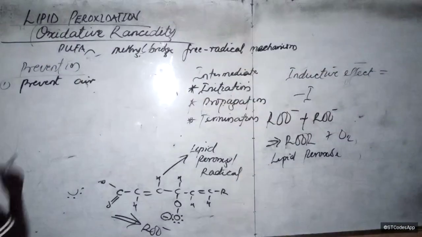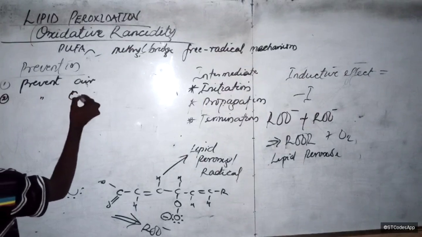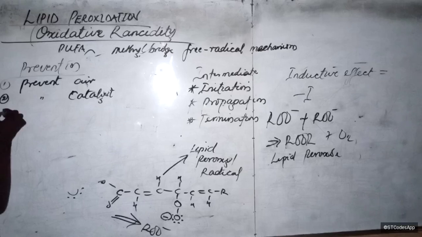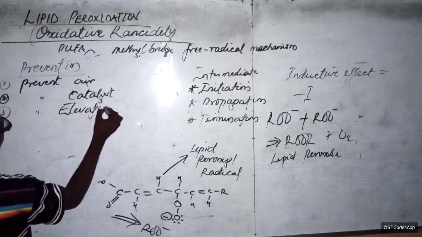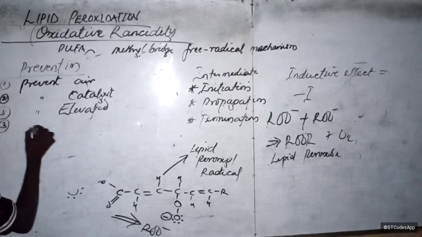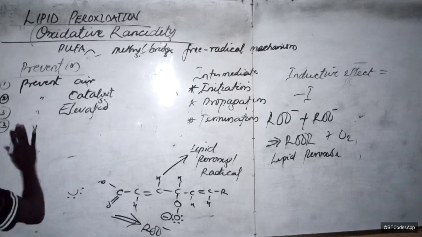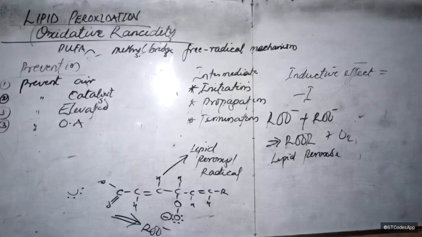Another thing is that you prevent catalysts that might oxidize the fish material. Is that okay? So you prevent catalysts. Another thing is you can also prevent elevated temperatures. Elevated temperature increases the possibility of being oxidized. Or you use antioxidants to prevent oxidizing agents. Oxidizing agents could also lead to the oxidation of this thing and make your fish product go rancid.